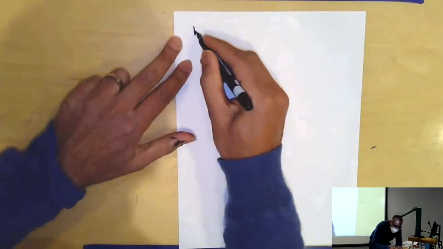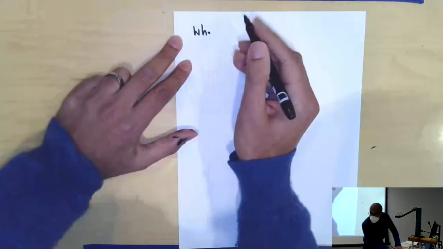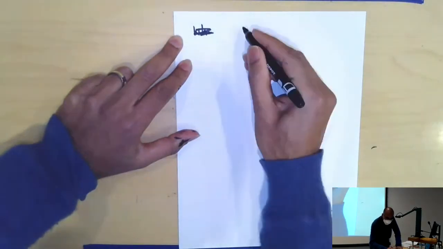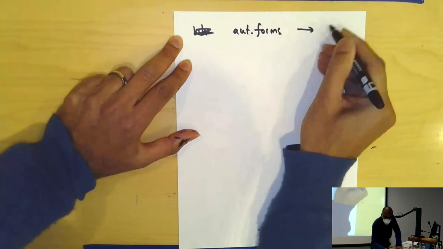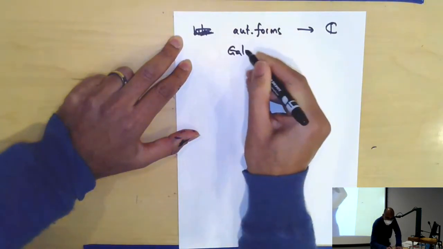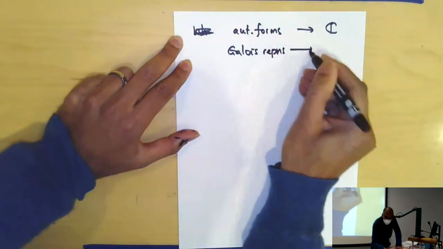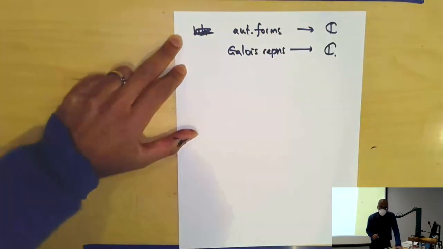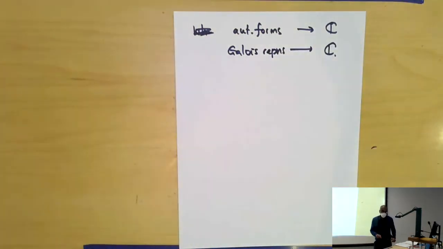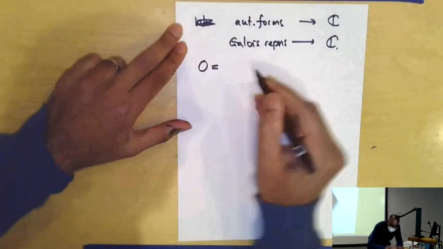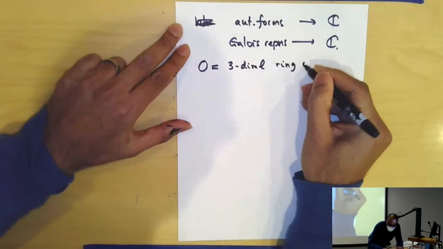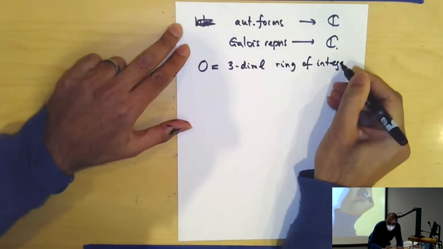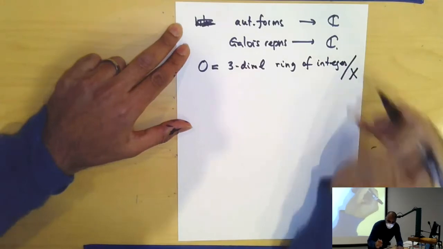Okay, so firstly, where does... So yeah, let me just, we're thinking about two things. We're thinking about a numerical invariant of automorphic forms and numerical invariants of Galois representations. Now, let's just say O is going to be a three-dimensional ring coming from a ring of integers in a number field, or a curve, or a curve over a function field.